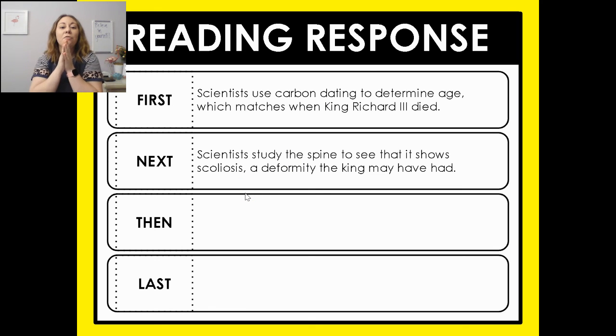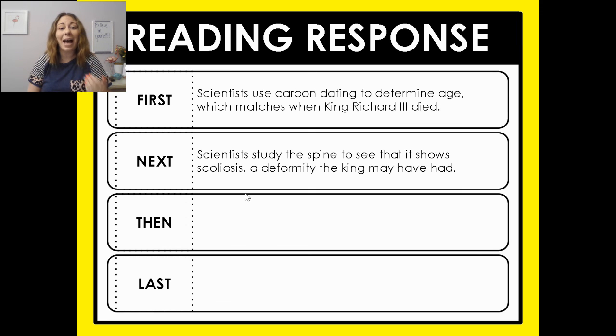So, for your reading response, your job is to fill in these last 2 boxes. What are the last 2 things or 2 more things that the scientists did to prove that this skeleton belongs to King Richard III? So make sure that you are using evidence from the text, and it will be included on the seesaw activity so that way you can look back. Use that evidence to fill in these last 2 boxes.